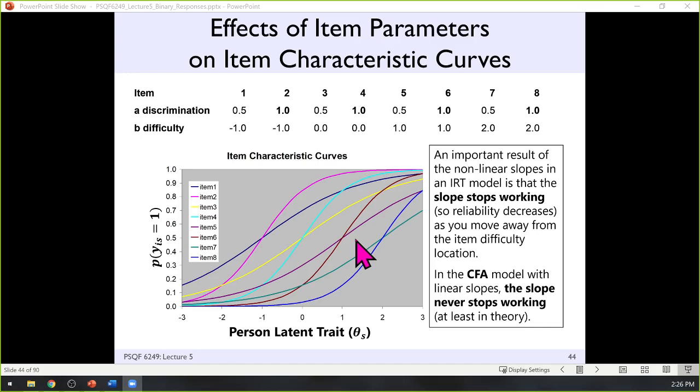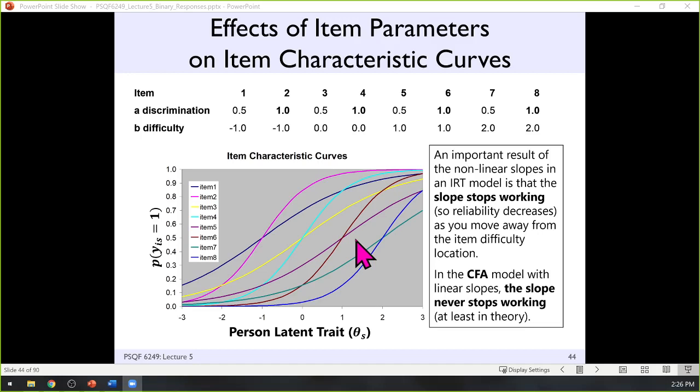Those item characteristic curves translate into information functions that look like this. So if we zero in, say, on blue and green out here at 2, here's the green one, and here's the blue one. The blue item has a lot more information at its difficulty level because it has a higher slope. That's what the slope means. There's a stronger relationship to the trait. The item has more information to contribute.